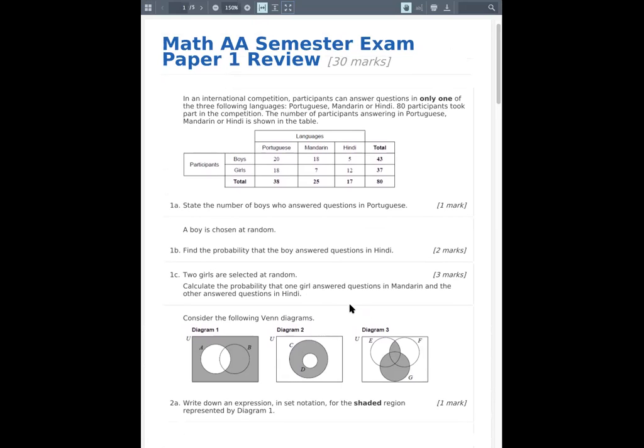1C. 2 girls are selected at random. Calculate the probability that one girl answered questions in Mandarin and the other answered questions in Hindi. So how would we solve this? This question really confused me at first, but after she explained it, it made a lot more sense. Basically, we're only focusing on the girls, so that would be out of 37. We calculate the probability that one girl answered in Mandarin and the next one answered in Hindi. First we're looking at Mandarin, so it would be 7 over 37. That would be the first fraction.